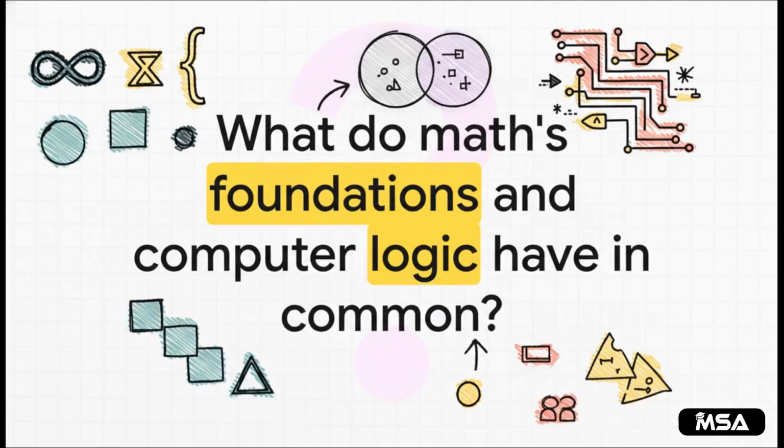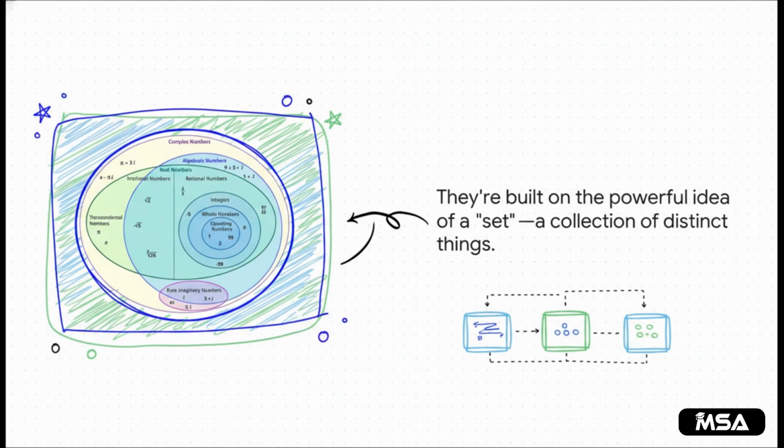So let's kick things off with a big question that sounds almost philosophical. What could the absolute bedrock of mathematics and the super complex logic humming away inside a computer chip possibly have in common? The answer, as you're about to see, is actually beautiful, and it's the key to this entire explainer. And there it is. They are both built on this one, single, powerful idea: the set.